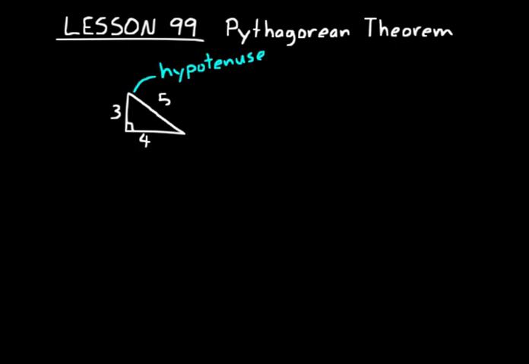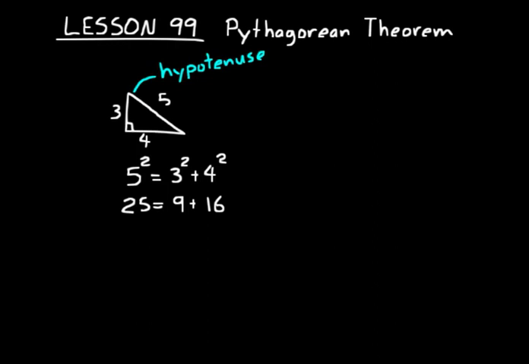Now, it just so happens if you square the hypotenuse, that is equal to the sum of the squares of the other two sides. We can just do the math on that. 5 squared is 25. That's equal to 3 squared, which would be 9, plus 4 squared, which is 16. 25 equals 9 plus 16, right? That's the Pythagorean theorem. The hypotenuse squared is equal to the sum of the squares of the other two sides.